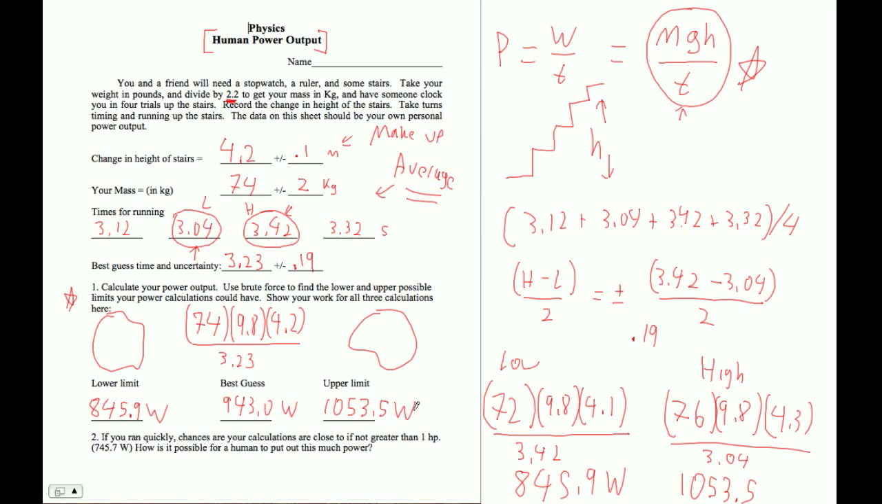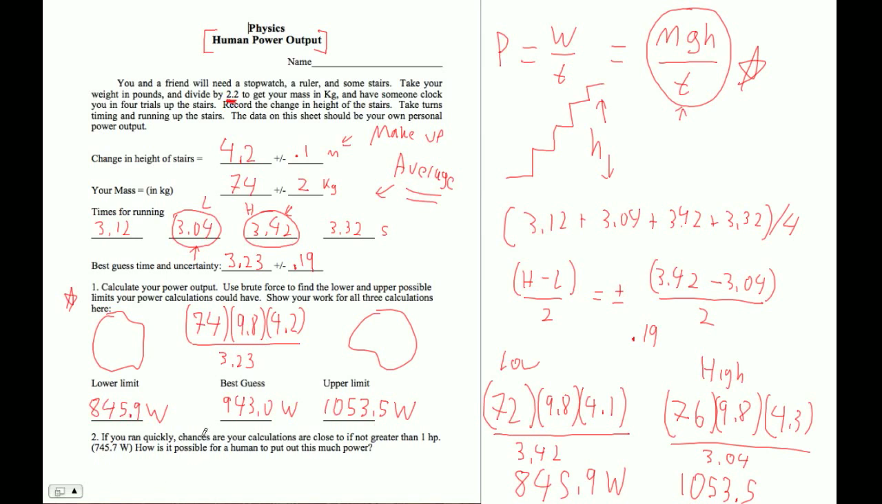So there you are. You've got the lower limit, best guess, and upper limit. For the best guess, you just use the values. For the lower limit, you change the values by the uncertainty to make it the lowest possible value. So we go down by 2, down by 0.1, and make the time long. It took us a long time, so that's not very much power. And then for the highest one, exaggerate the numerator and de-exaggerate the denominator.